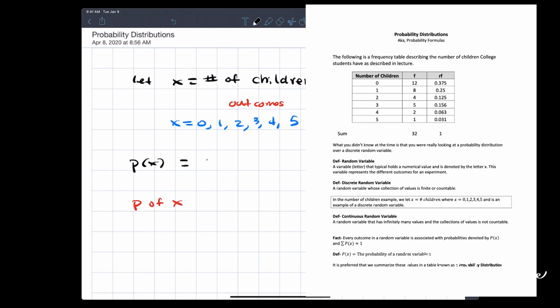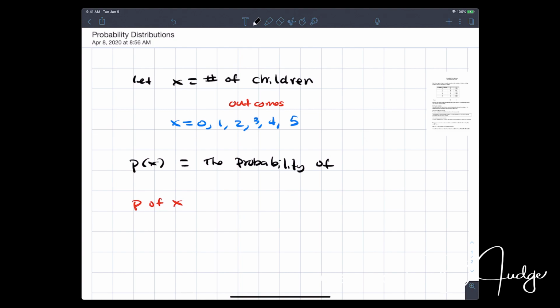P of X is the probability of outcome X. Okay, so this is the probability of outcome X. This is called P of X. You have a variable. X is 0, 1, 2, 3, 4, 5 in this example. And you have P of X. That's the probability of the outcome.